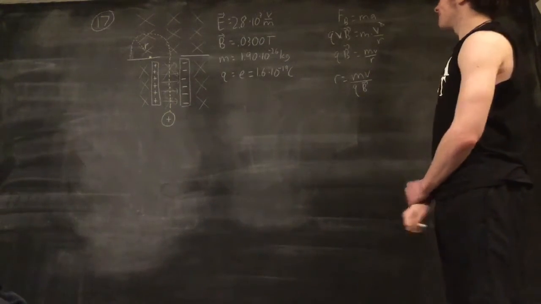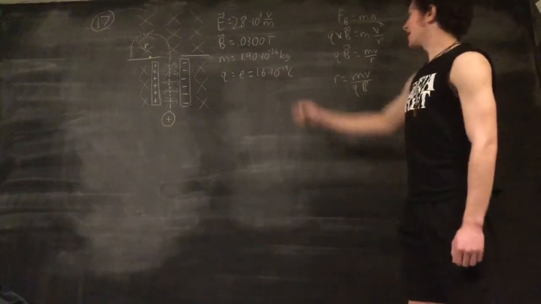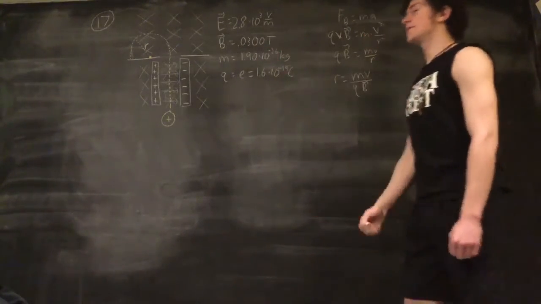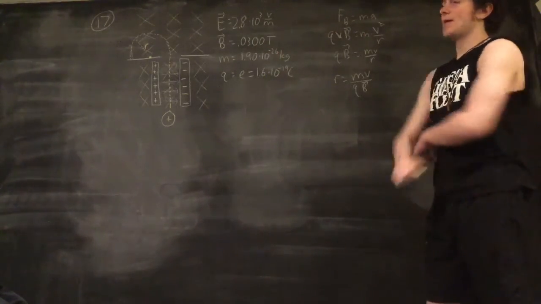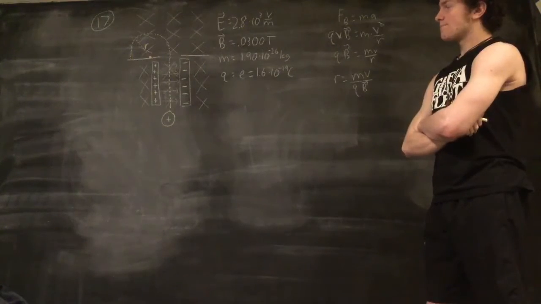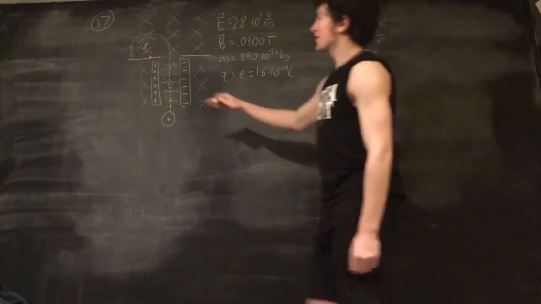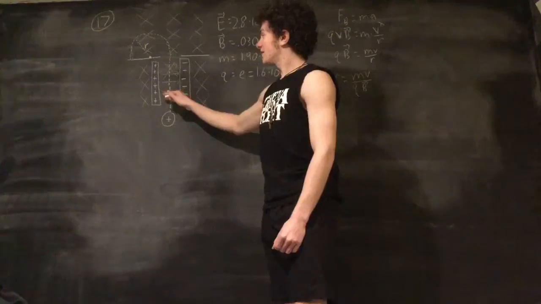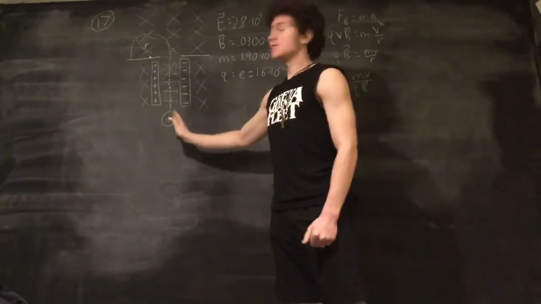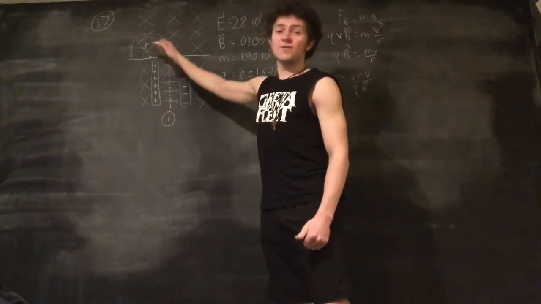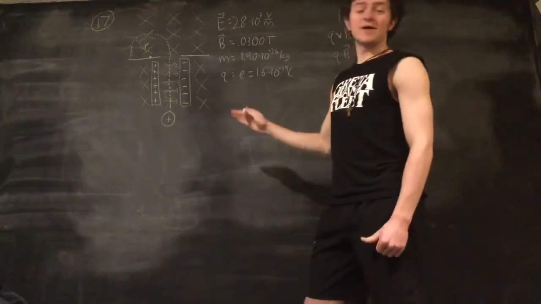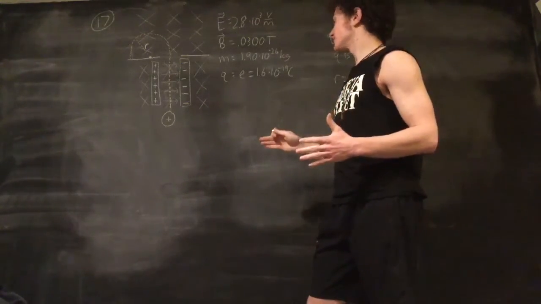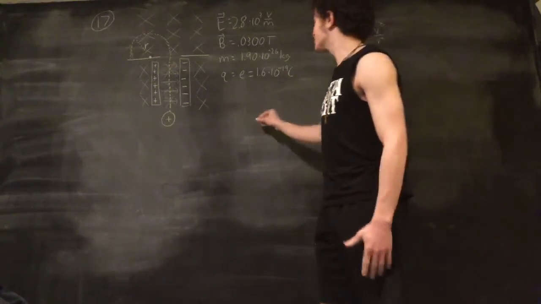R is equal to mv over qB. And that's great. We have the mass, the charge, the magnetic field, but we don't have the velocity. What do we do for that? Well, the answer is to look in this part here. The diagram shows us that the particle is moving in a straight path. And if it's moving in a straight path, that means all the forces must be balanced. So let's draw a quick free body force diagram.